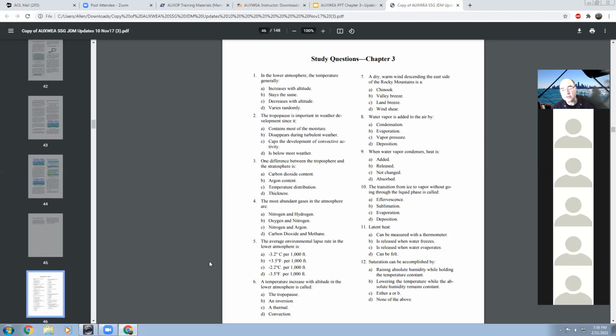All right, I'll give you the next. Sorry, Sylvia. Number 10. The transition from ice to vapor without going through the liquid phase is called? Sublimation. Good. You guys might see that again. Next one, Tom Schildhouse, latent heat. Latent heat is number B, released when water freezes. B is in Bravo, right on.